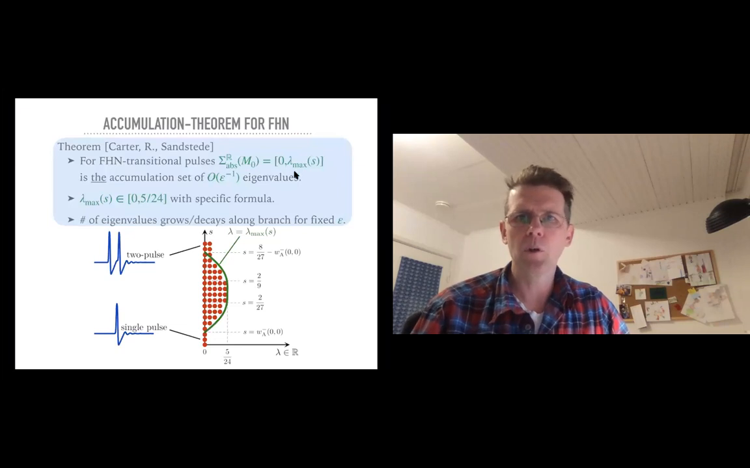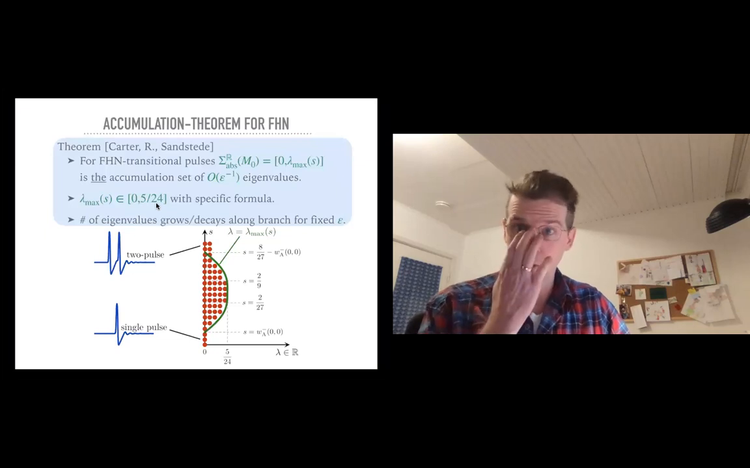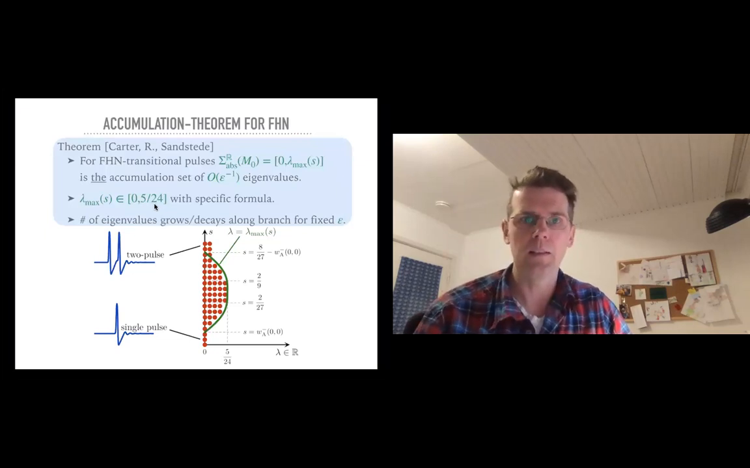Now, there's a little bit more to be said about this interval. It starts at 0, it ends at this lambda max of S, and this value lambda max of S is actually something we can identify rather precisely. It lies in the interval from 0 to 5/24 as it happens, and it has a very specific formula. In particular, it means that the extent of this interval is order 1 with respect to the parameters, despite the fact that we are doing anything in an order epsilon by perturbation here.